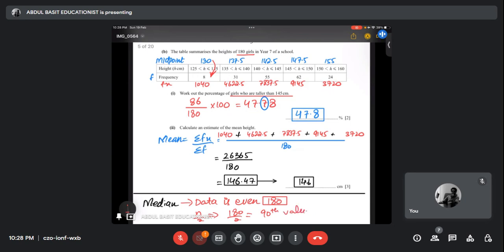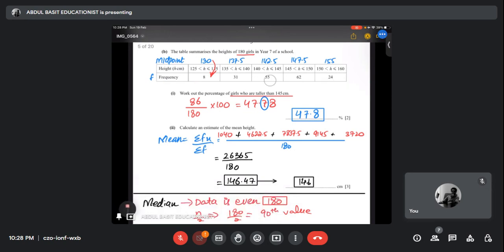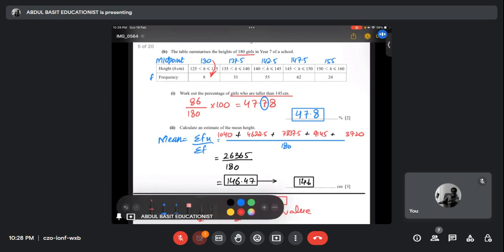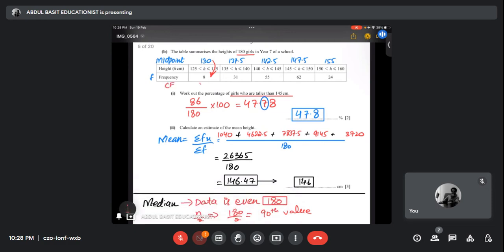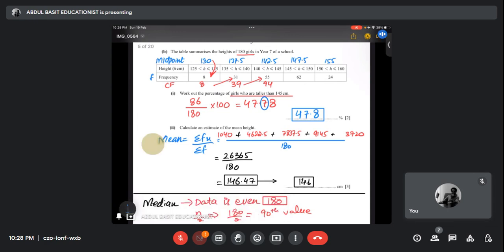So for the 90th value, we have to check the class where we have the 90th term. For that I'm going to erase this fx part here and write cumulative frequency. So CF: first one is 8, 8 plus 31 is 39, 39 plus 55 is 94. Okay, I got my 90th value, and it lies in this class, which is 140 to 145.